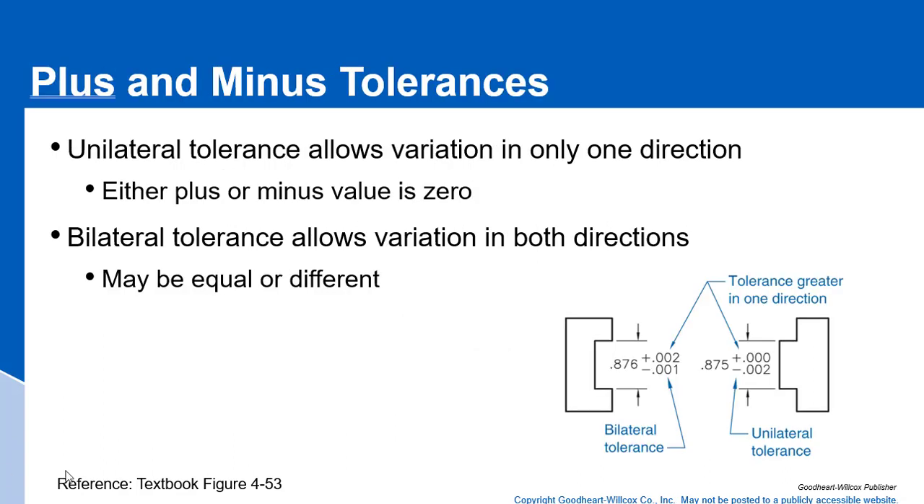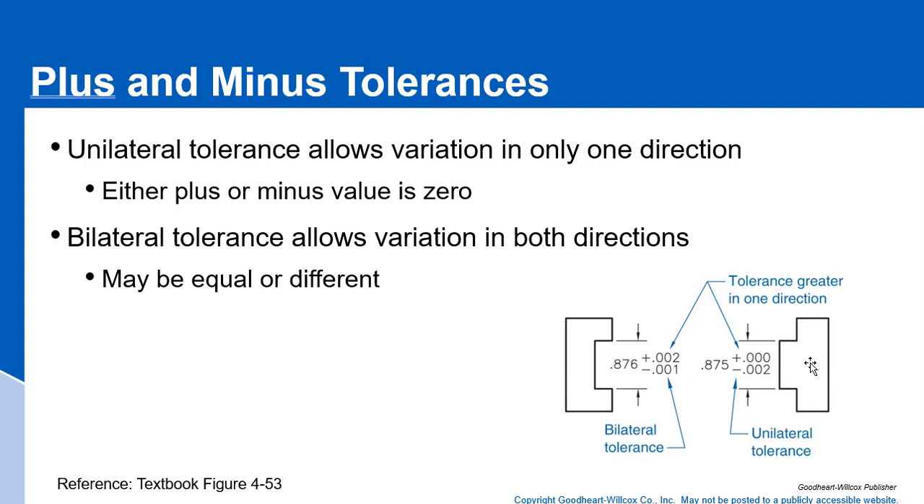Okay, now those are limit dimensions. These are plus or minus tolerances, okay? In this case, the tolerance is stated by a nominal value with a plus and a minus. If we have plus and minus values, that is a bilateral tolerance. If one of the values is 0, we have a unilateral tolerance, okay? So the tolerance is greater in one direction than the other.